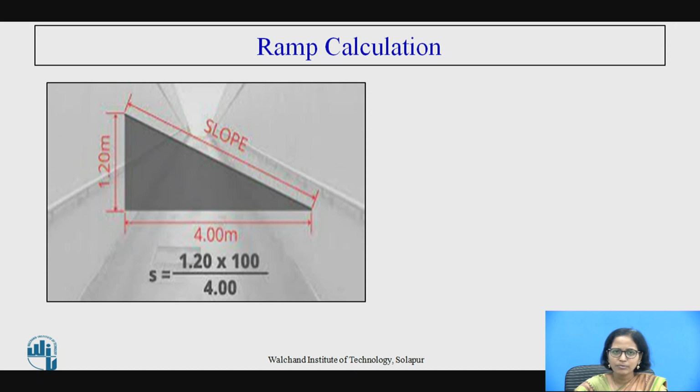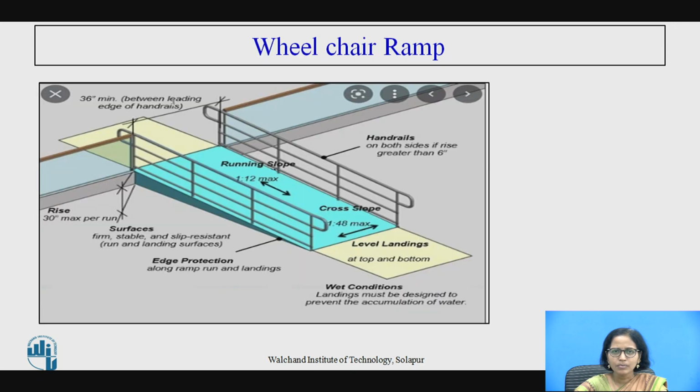So this is the slope provided over there. So this is how the ramp calculations can be done. Next, if you consider the different types of ramps, one is used for the wheelchair, and even when you see a person with a stick walking on the ramp, the ramp slope provided in that case will be different. And when a normal person is walking on the ramp, the slope will also be different.